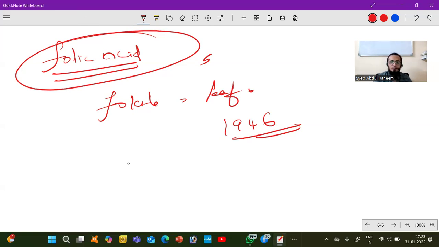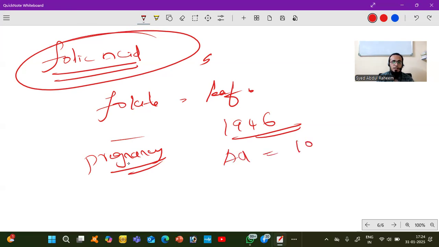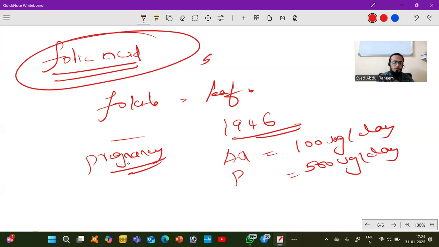Mostly in pregnancy, it is required in large amounts because of the development of the fetus. Okay, so how much amount do we need? Adults need 100 micrograms per day, and in pregnancy 500 micrograms. 500 micrograms, very important. Children need 100 micrograms, and in the lactation period 300 micrograms.